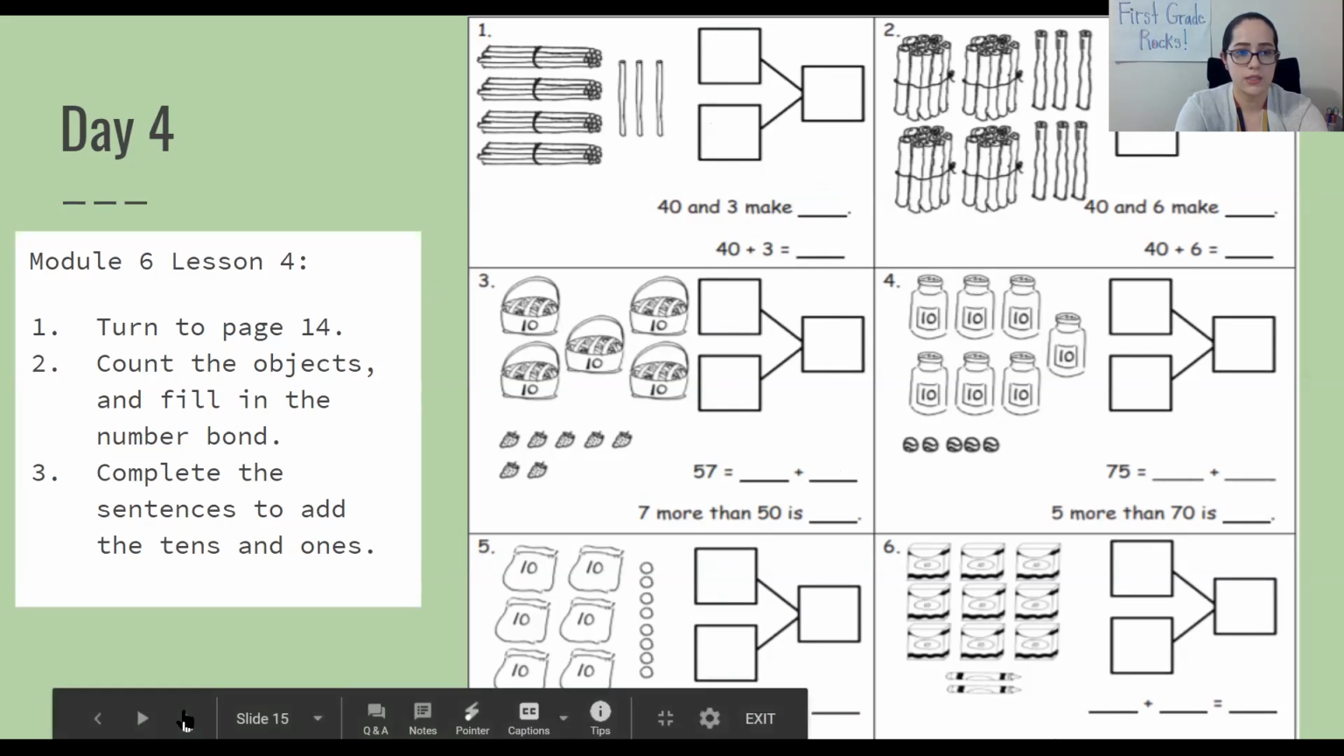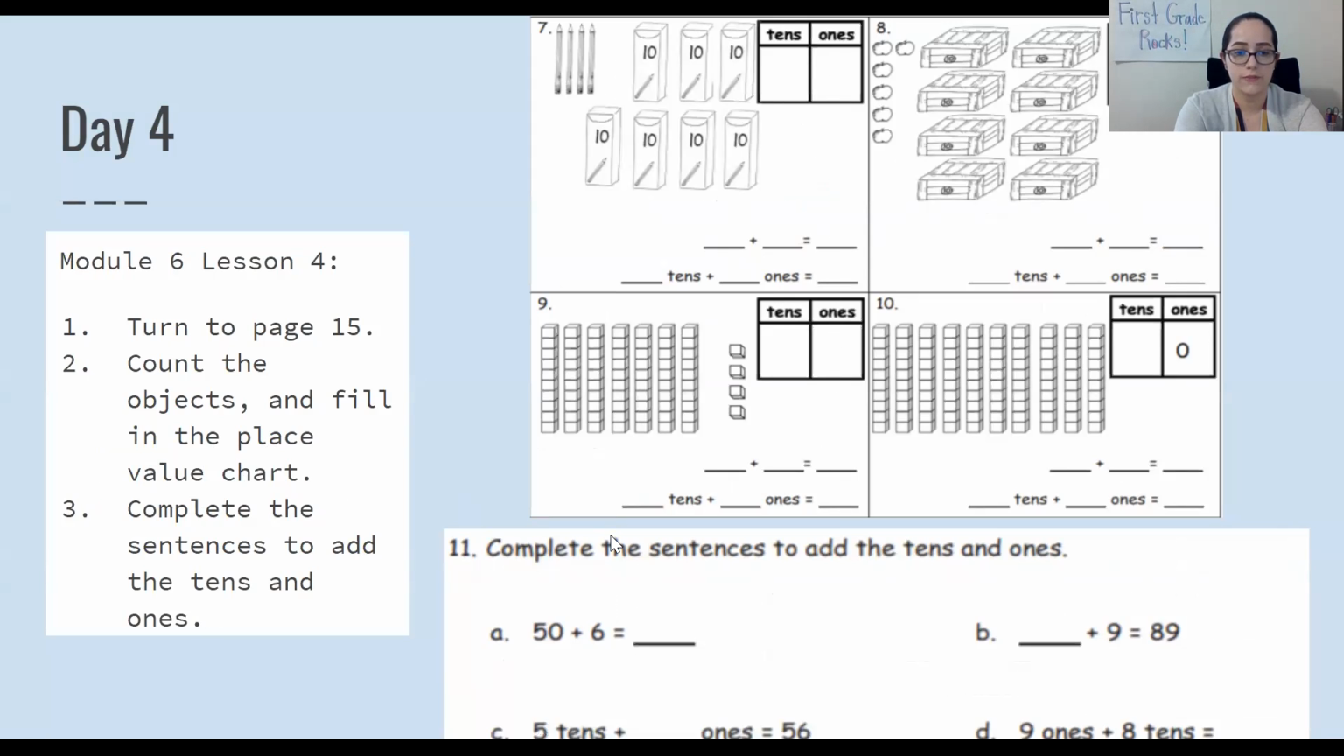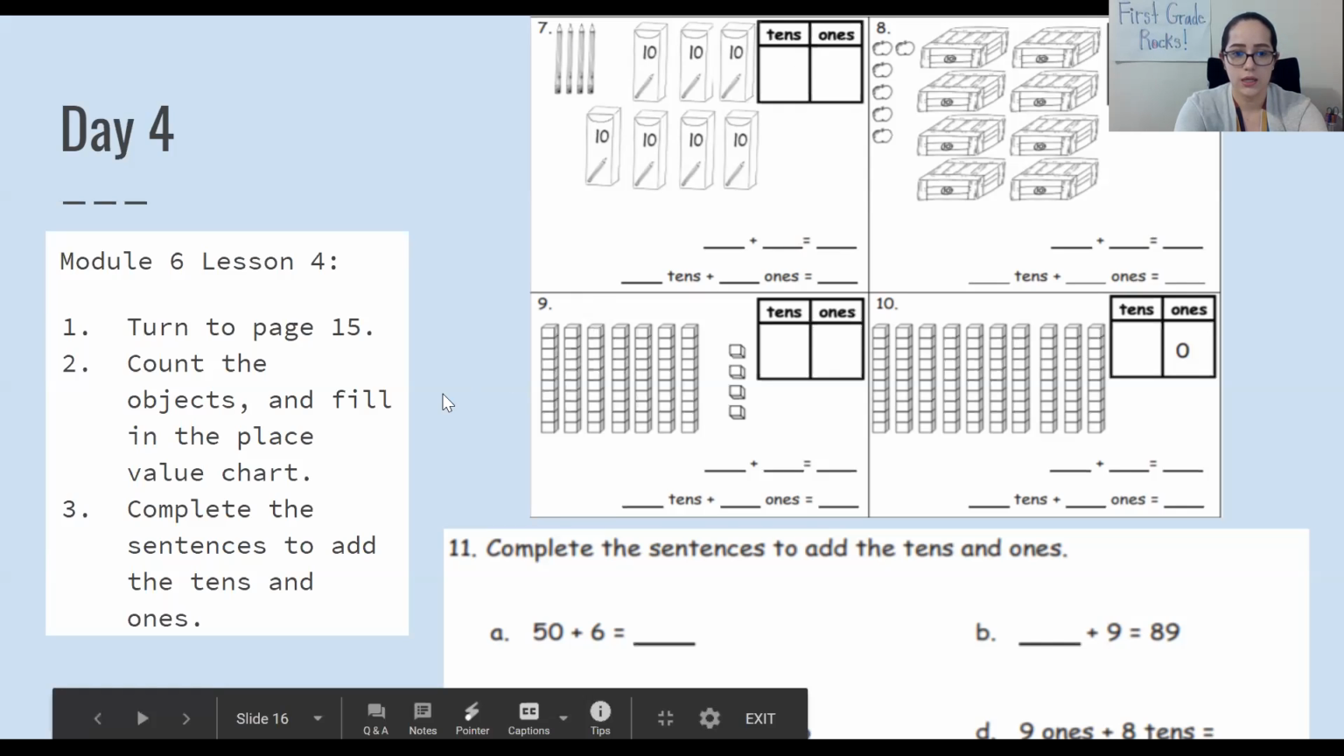Continuing on with day 4, you're going to turn to page 15. Here we're going to count the objects and fill in the place value chart. Complete the sentences to add the tens and ones. Okay, this is similar to what we were doing in the front of the page, but I'll do one just to kind of show you.